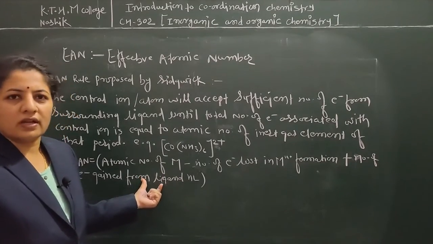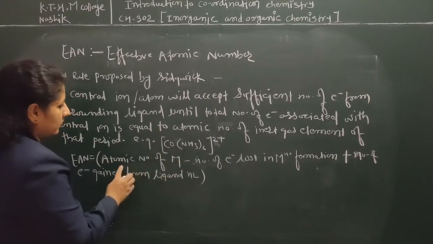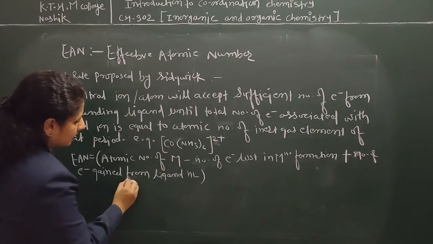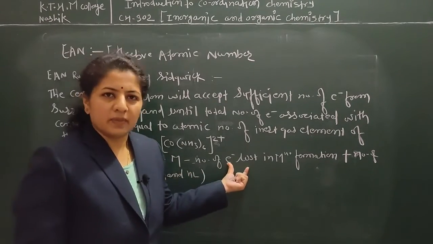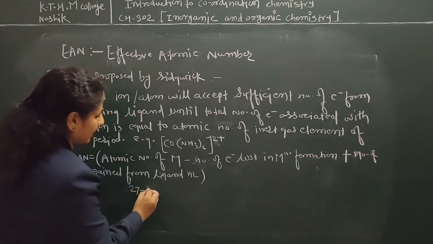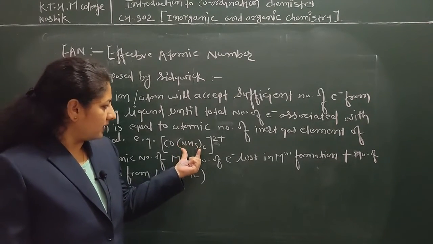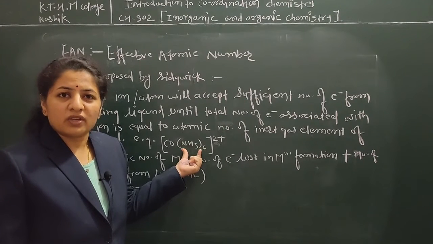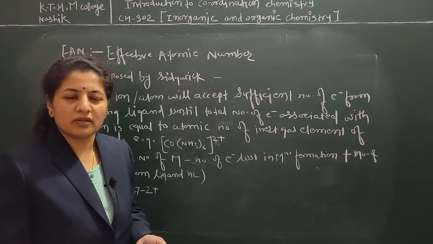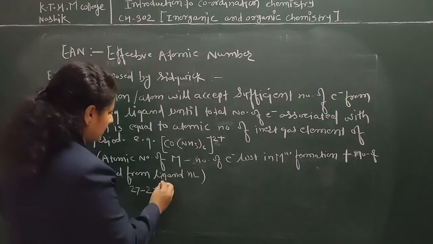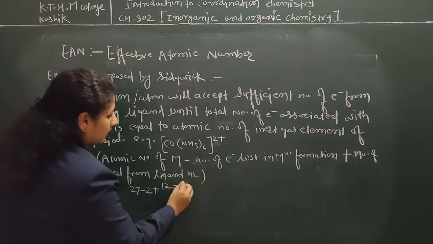So for the calculation of the EAN, we take the same example from above. The atomic number of cobalt is 27. The number of electrons lost in M^n+ formation, that is 2+, means minus 2, plus the number of electrons gained from the ligand. So here there are 6 ammonia molecules, and one ammonia molecule can donate 2 electrons, which means 6 ammonia molecules can donate 12 electrons. So the total electron count for this complex is 37.